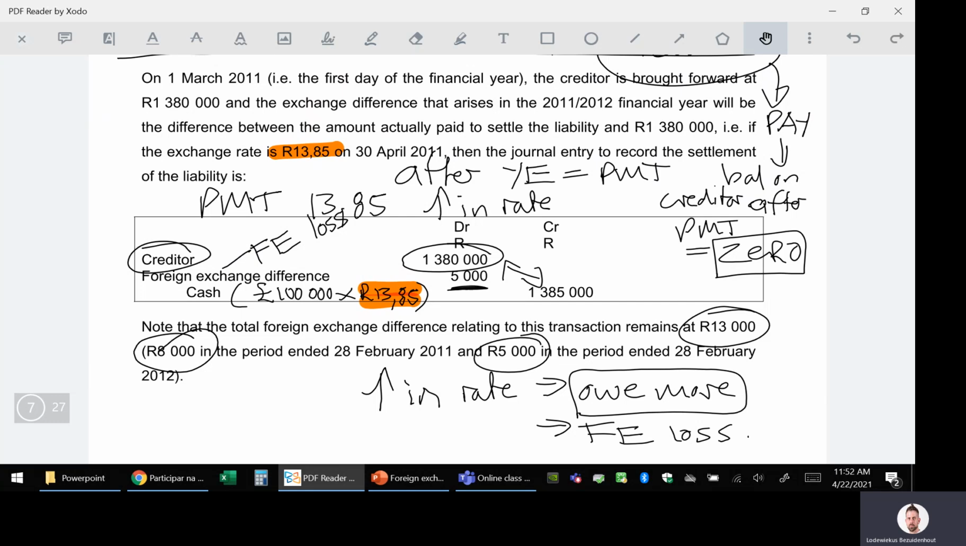Remember, if the rate is lower, then we will pay less, so there will be a foreign exchange profit, and we have to credit foreign exchange profit. If the rate is higher, then we owe more and we're going to pay more, so it's a foreign exchange loss, and we have to debit the foreign exchange loss. All right, and that was example 1 of uncovered transactions for foreign exchange.